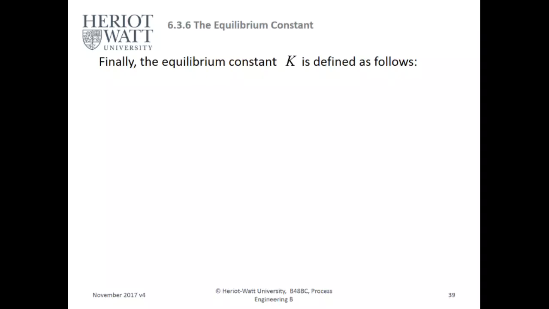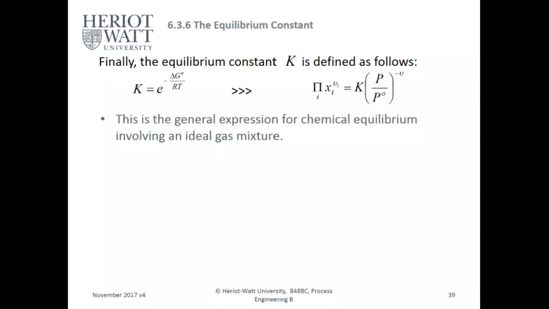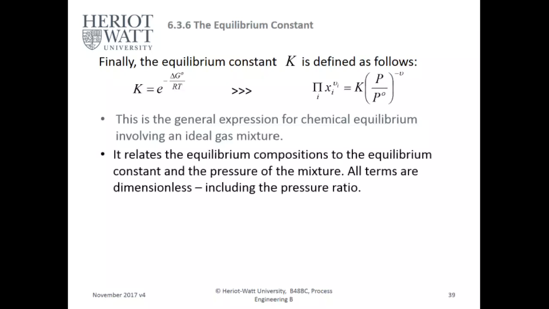So the equilibrium constant K is defined as K equals e to the power negative delta G0 over RT. Now, these are quite important things to remember. The whole derivation is supposed to lead to these, by the way. Which leads to the product of xi to the power vi equals K times P over P0 to the power negative v. And this is the general expression for a chemical equilibrium involving an ideal gas mixture.